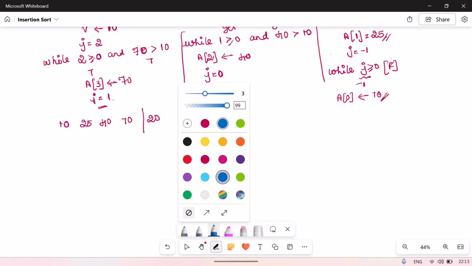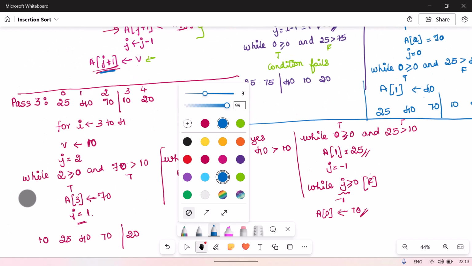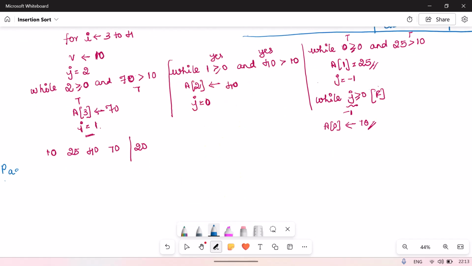Again, pass 4. This is, I think, the simplest one. Not very simple, because the element 20 has to be moved a lot of positions, right? So for I equal to, this is 0, 1, 2, 3, and 4. So I equal to 4 to 4, last position only, right? Then take the last element, A of 4, and place it as V.